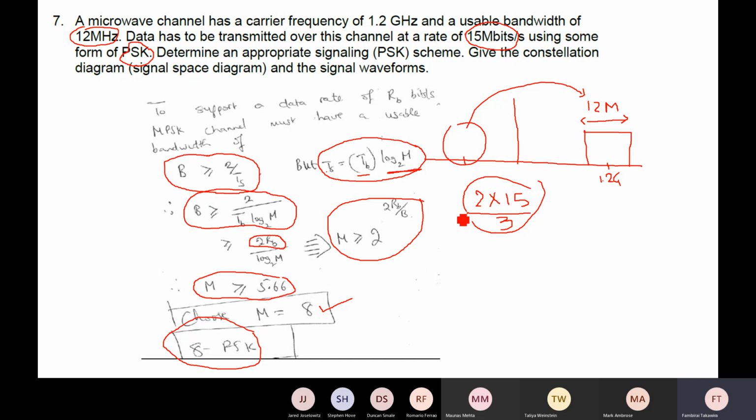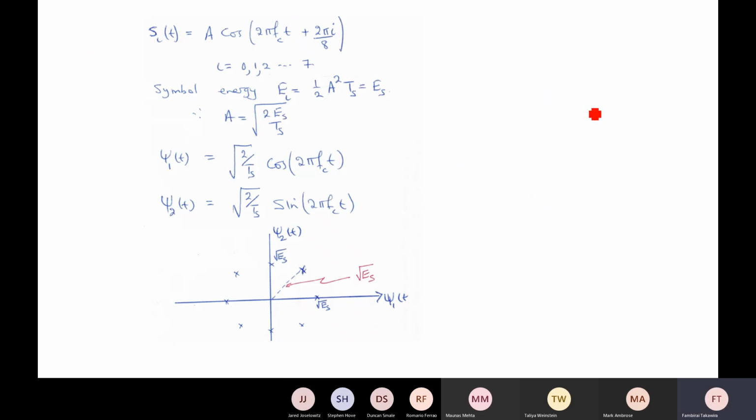Then the last bit says, give this constellation diagram, or we at times call it the signal space diagram, and the corresponding waveform. So this is 8 PSK, and if it's PSK, essentially all the waveforms have the same amplitude, they only differ in phase. And because there are 8 of them, and if we ensure that the phase between successive signals is constant, that phase would be equal to 2 pi divided by 8.